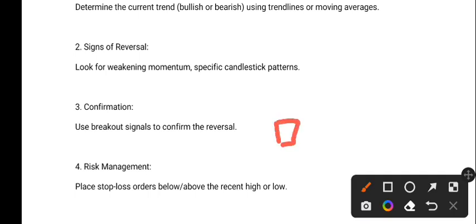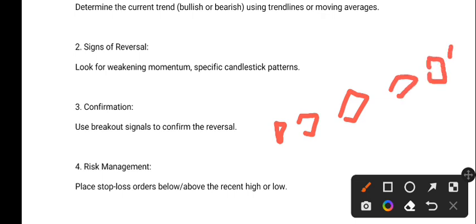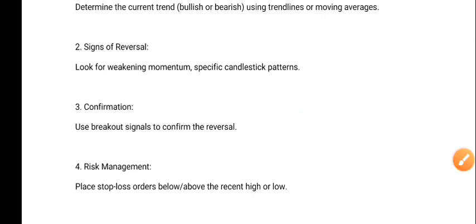candles can be going bullish. Let's just say it's been going bullish all this while, just going higher. Then at some point the candles start to become smaller and smaller and smaller. It's a sign of weakening momentum. Another one is confirmation. When you see these specific candlestick patterns, you can look for confirmation, such as breakout signals, to confirm reversals. You will see that later.